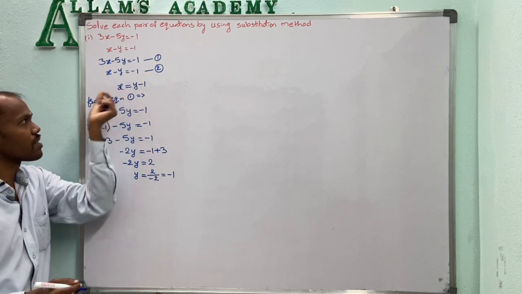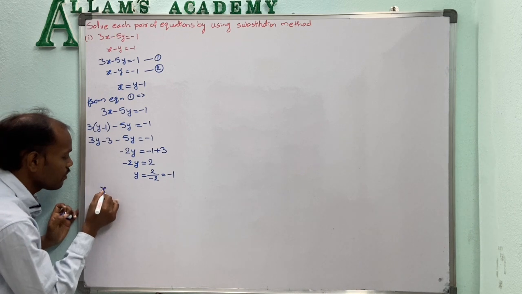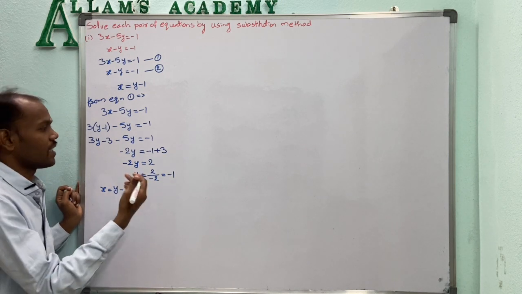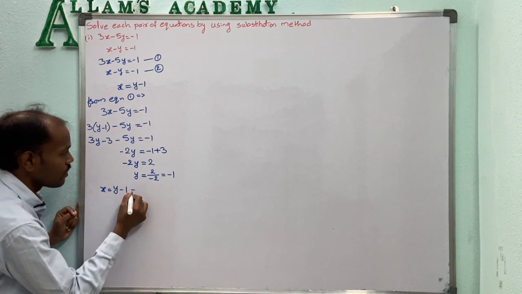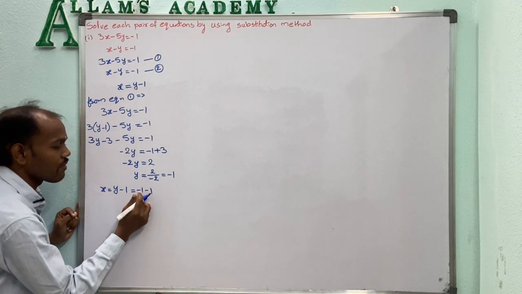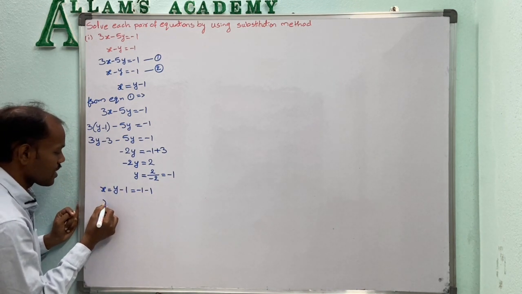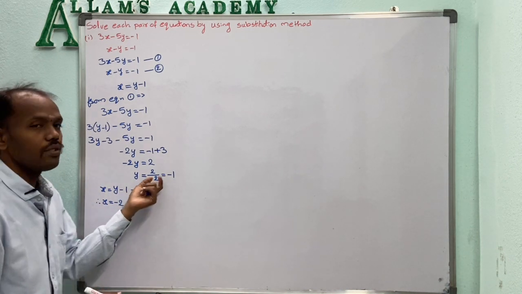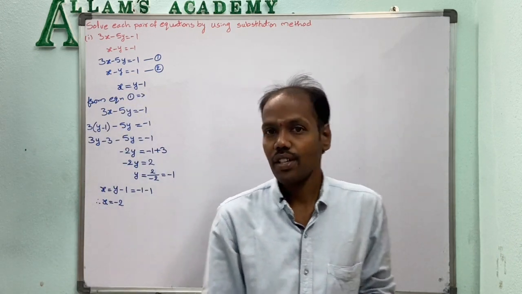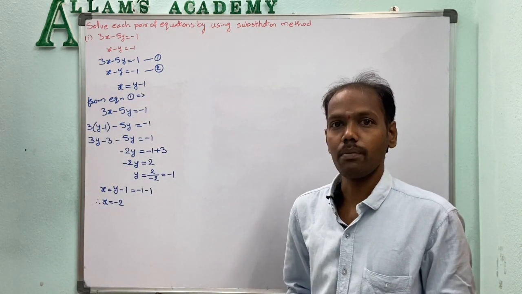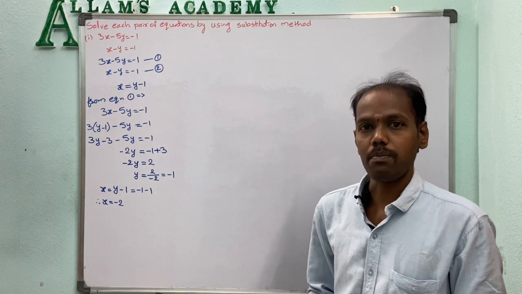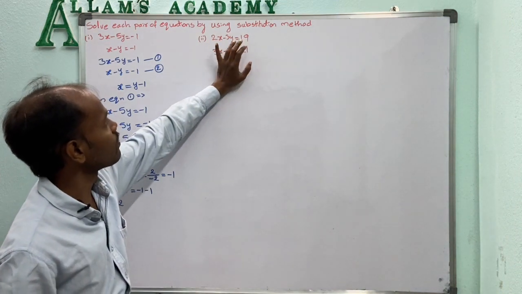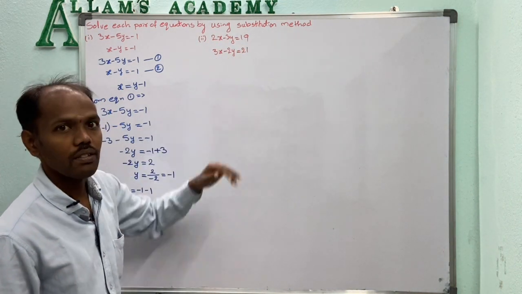Now we substitute the y value here. x equal to y minus 1. If we substitute this y value, we get the corresponding x value. So x equal to minus 1 minus 1, and minus 1 minus 1 is minus 2. So the x value is minus 2 and the y value is minus 1. In this way, using the substitution method, we solved the problem. Now let us observe the second problem: 2x minus 3y equal to 19, 3x minus 2y equal to 21.